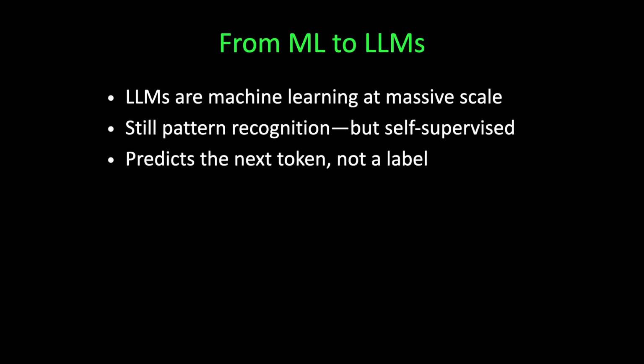A large language model, often shortened as LLM, is still a machine learning model. It's nothing magical, nothing mystical than what we did in, say, Python before. An LLM is an algorithm that learns patterns from data. What changes is the scale and the training style.